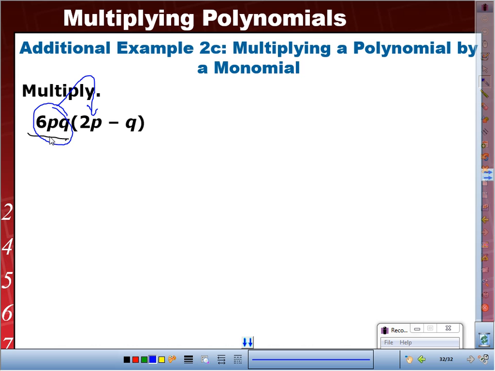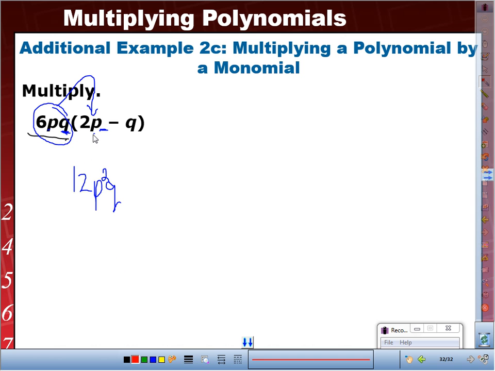Okay, here we go. So what is 6 times 2? 12. P times P, P squared. And then this one has a Q, but this one does not. So since it doesn't have a Q, I just carry the Q and place it there. Now, did you guys catch it? Yes, right?